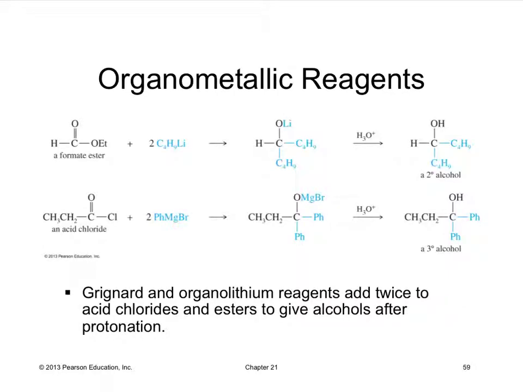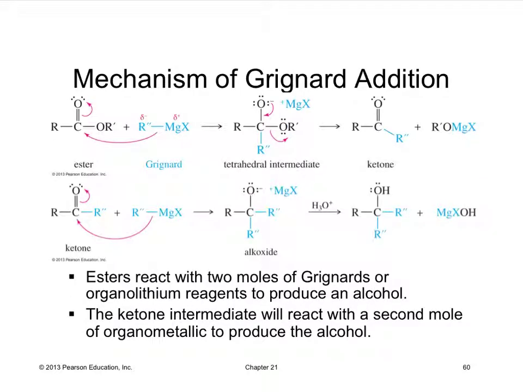Organometallic reagents. If you have an ester or an acid chloride and two equivalents of either organolithium or two equivalents of Grignard reagents, two of these come in and form the alkoxide, and then in the presence of protonated water form the alcohol as expected.